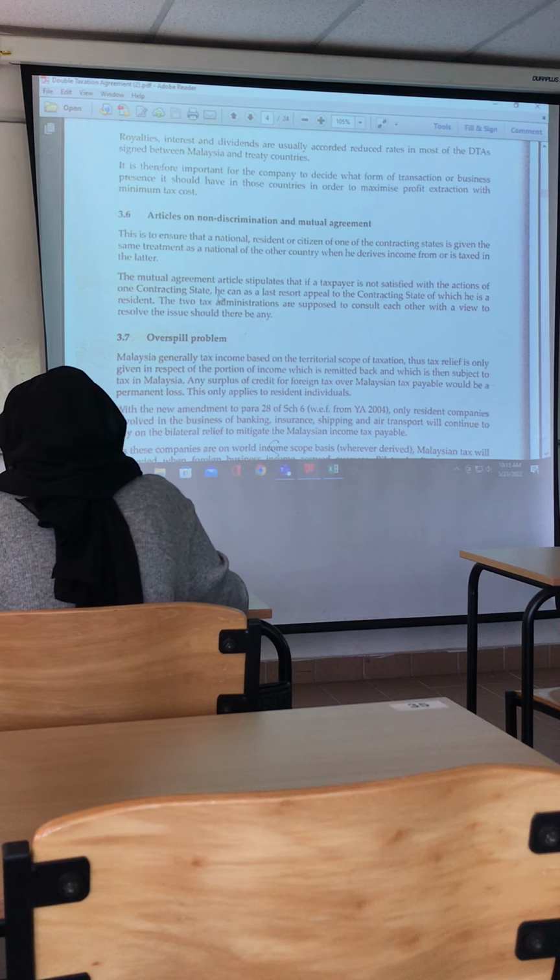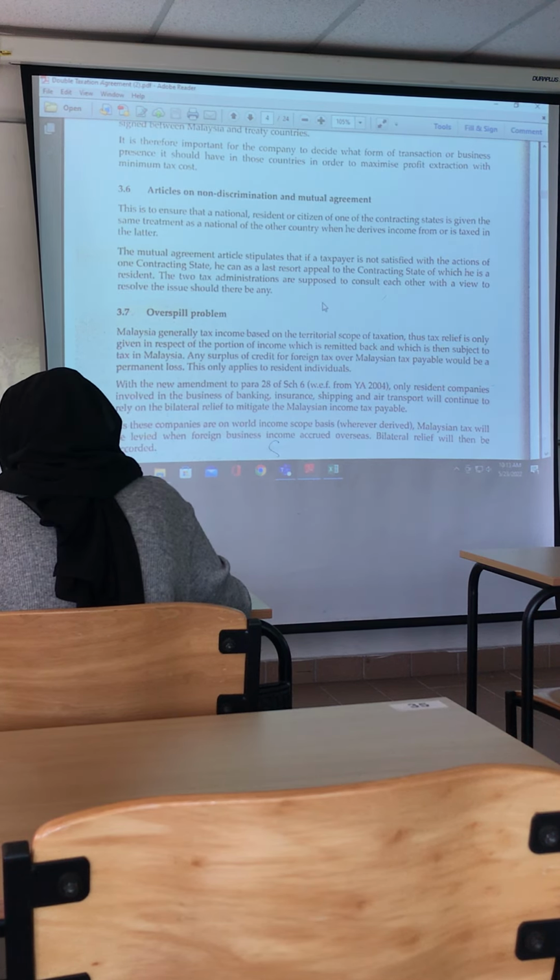Mutual agreement articles stipulate that if a taxpayer is not satisfied with the actions of the one contracting state, he can, as a last resort, appeal to the contracting state of which he is a resident. The two administrations are supposed to consult each other with a view to resolve the issue.